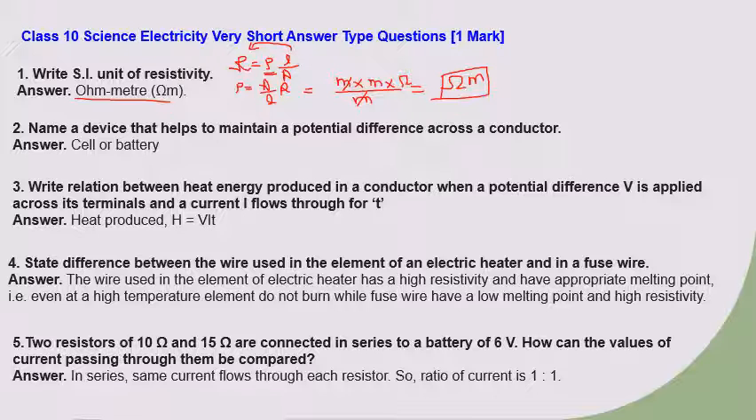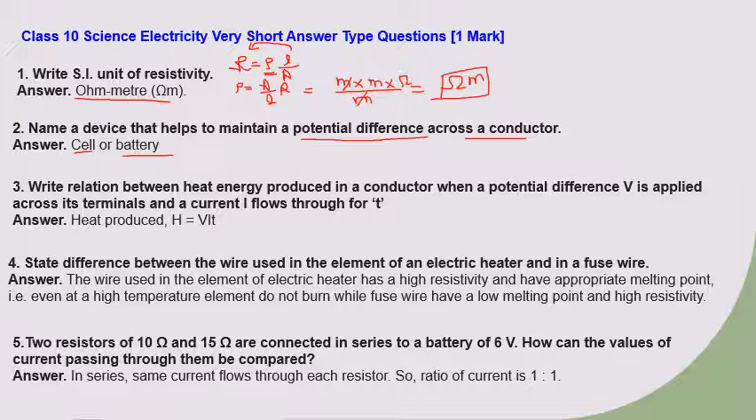Now name the device that helps to maintain potential difference across a conductor. To maintain a potential difference, the device required is either a cell or a battery. When more than one cell is connected, it becomes a battery. Now let's take the next question.